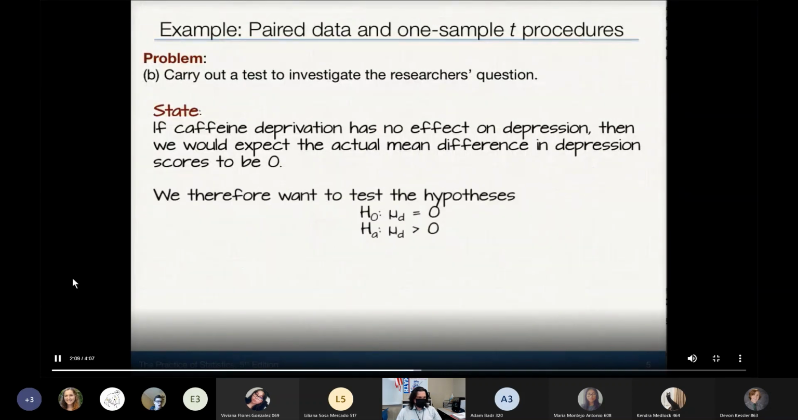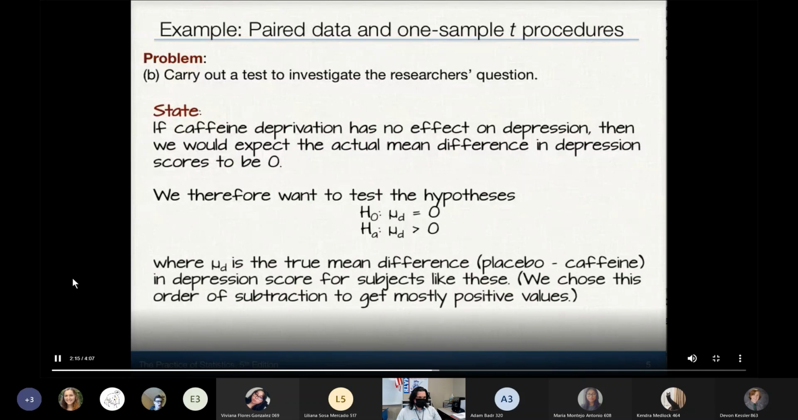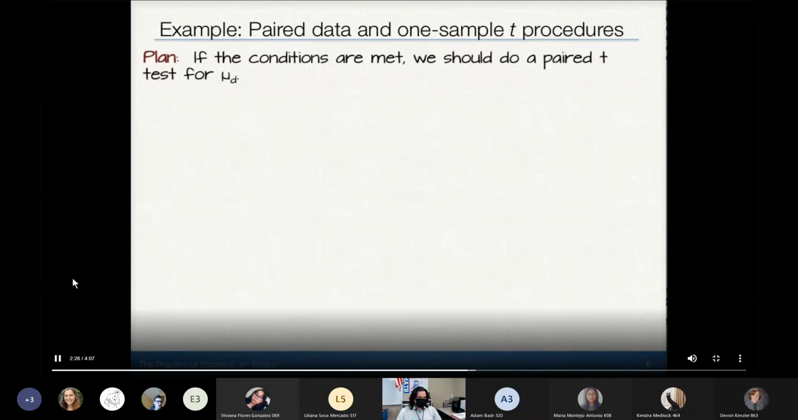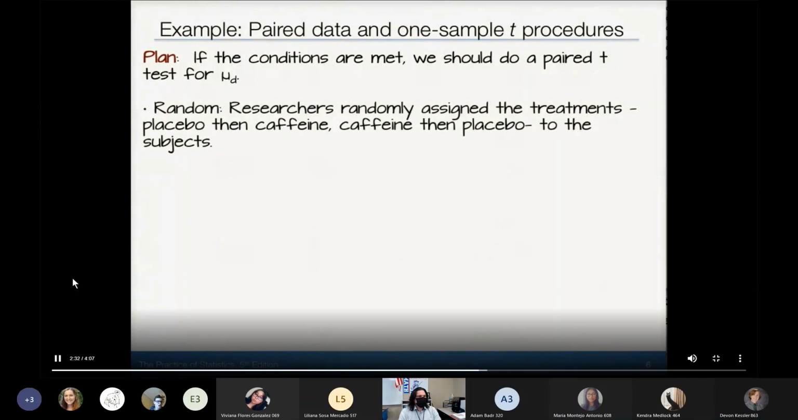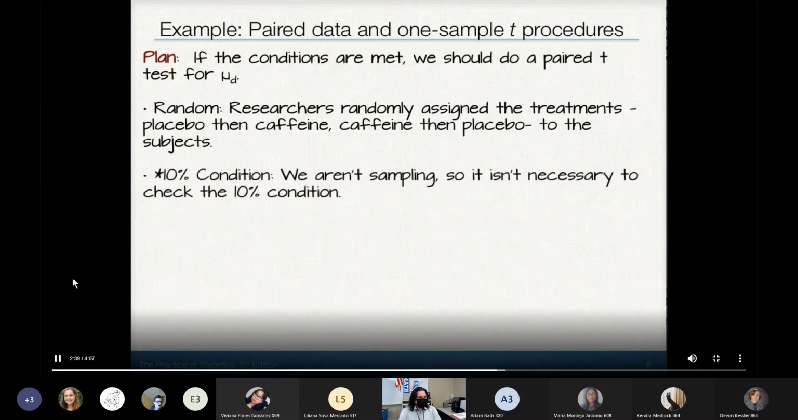So our null hypothesis is that the mean of the differences is 0, while the alternative hypothesis is that the mean of the differences is greater than 0, where the true mean difference is defined by mu sub d, and we did note that that was placebo minus caffeine. Now, because no significance level is given, let's use alpha equals 0.05. Well, to use a paired t-test, let's first check our conditions. We note that the researchers randomly assigned the treatments placebo, then caffeine, caffeine, then placebo to the subjects, so that condition is met.